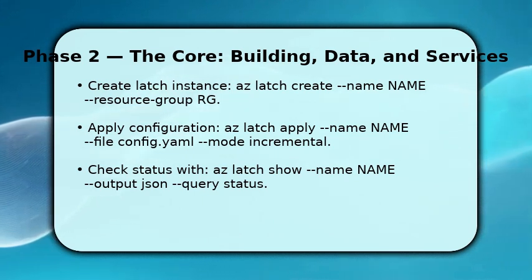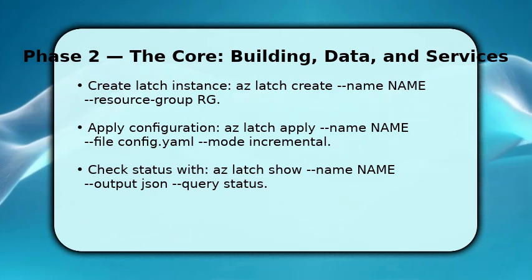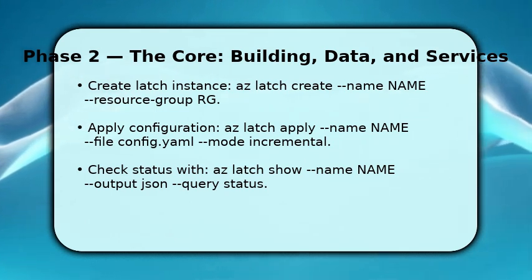Then, inspect progress with as-latch show and parse the JSON status field to decide next steps. If an operation stalls, rerun apply with verbose logging, so you capture errors and timings.